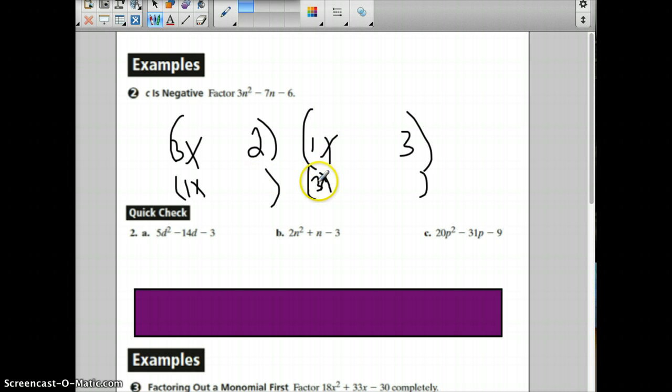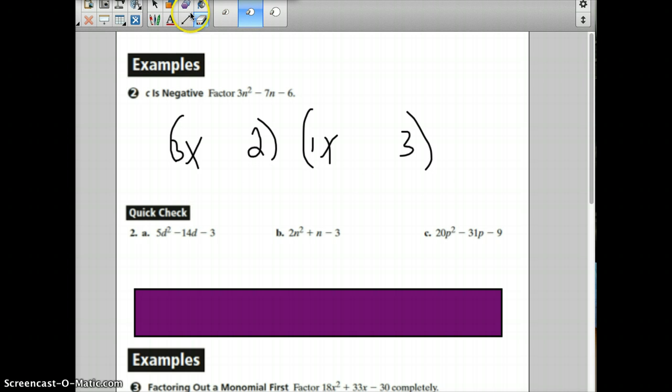My other option would be to put the 2 with the 1 and the 3 with the 3. My outers give me 3, my inners give me 6. The difference there isn't going to be 7, but the difference up here is. So I have just been able to eliminate this pair of binomials.